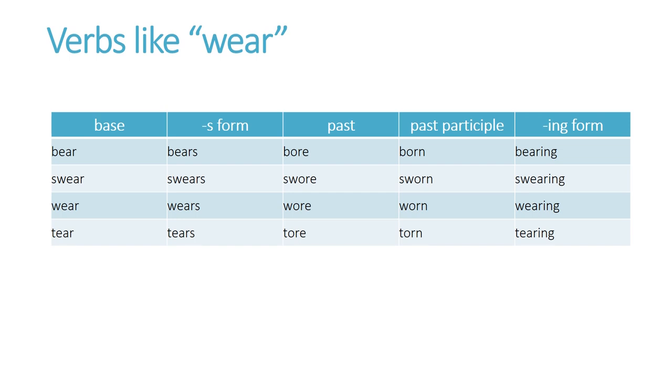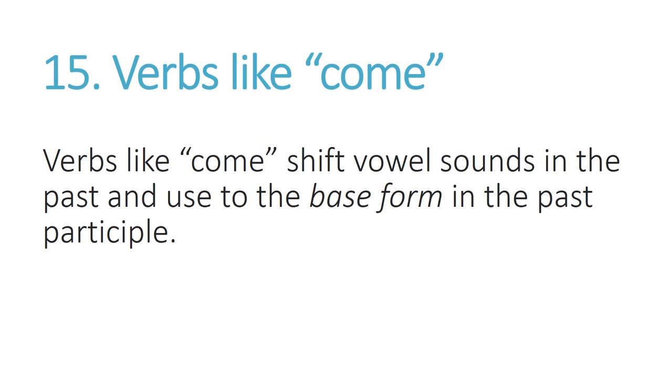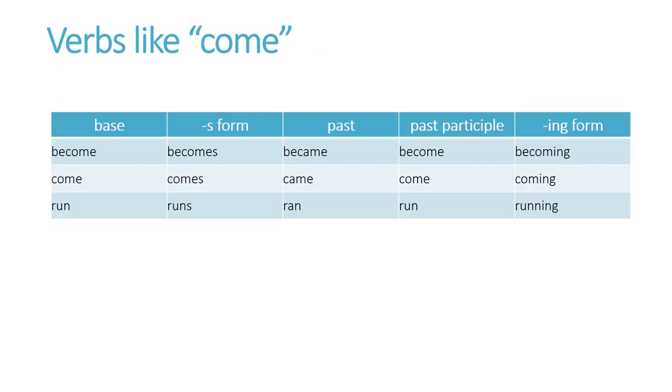Verbs like come are very interesting. They shift vowel sounds in the past and use the base form in the past participle. Here are some examples. Come, came, come. Become, became, become. Run, ran, run.